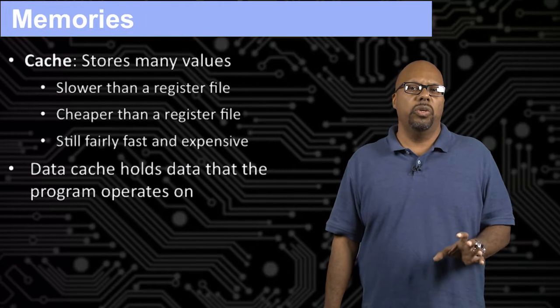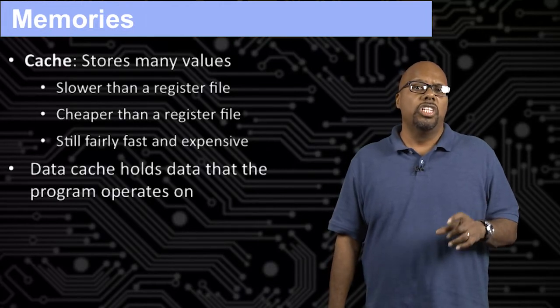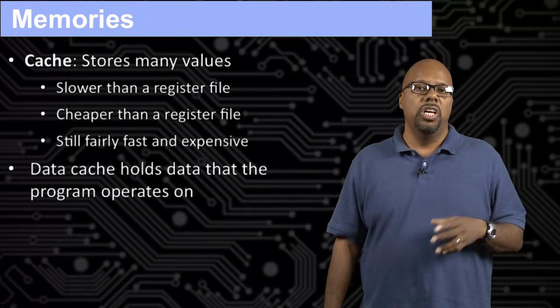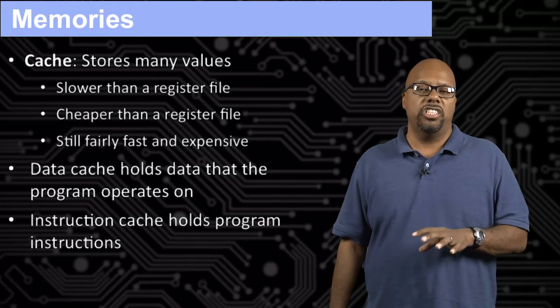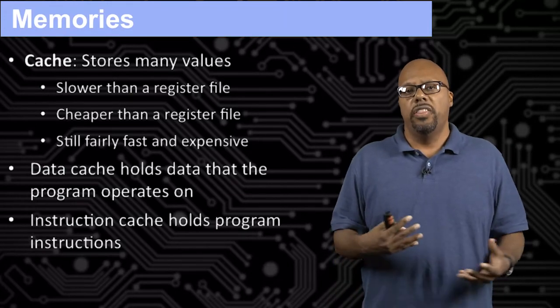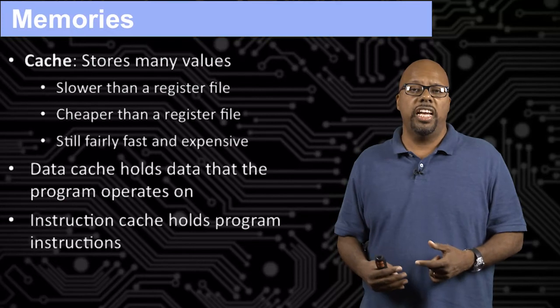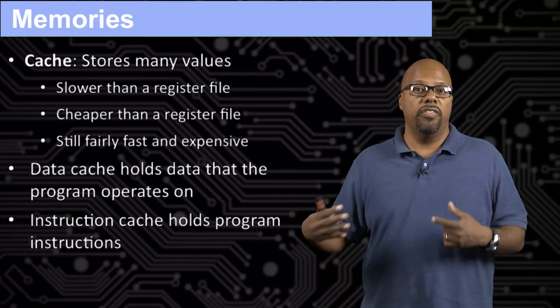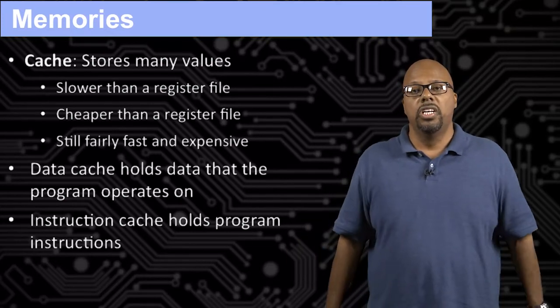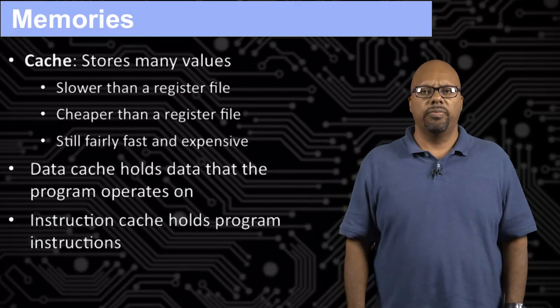Commonly, the microcontrollers that we're using have what's called a Harvard architecture. So you'll have at least two different caches: a data cache and an instruction cache. The data cache holds the data that the program is operating on, and the instruction cache holds the actual instructions of the code that's being executed. So it's common to separate those two.